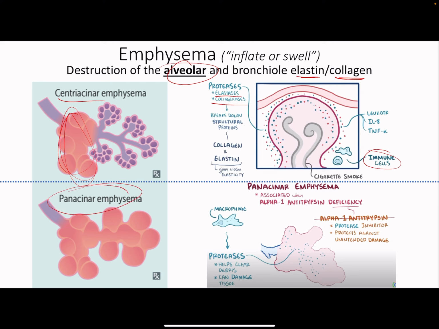Pan-acinar emphysema. So everyone has an enzyme or protein called alpha-1 antitrypsin. This is a protease inhibitor. It sort of pumps the brakes on proteases from just destroying everything.